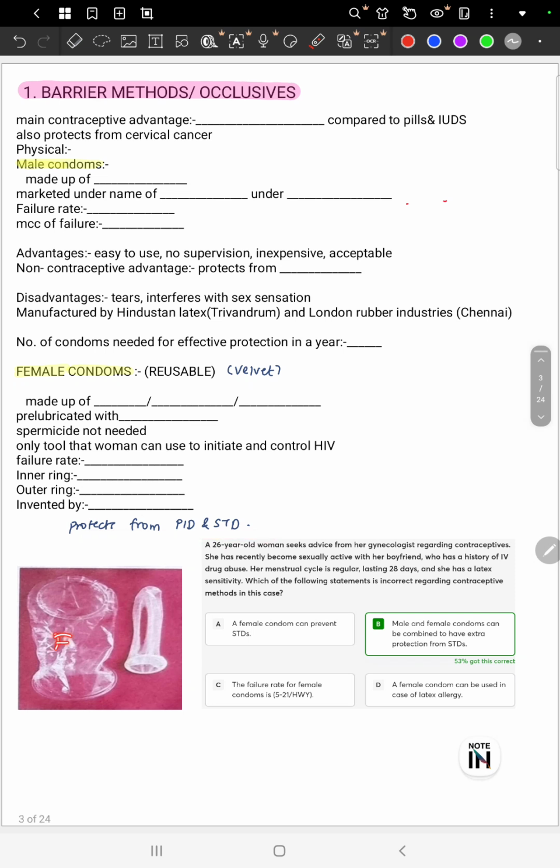So this is the female condom and this is the male condom. In the female condom, this inner ring is present that covers the cervix, and this outer ring is present outside the vagina. And this is the male condom. It consists of only one end.